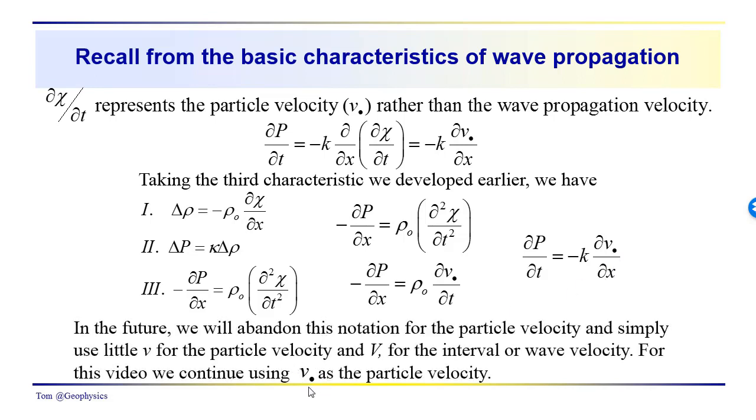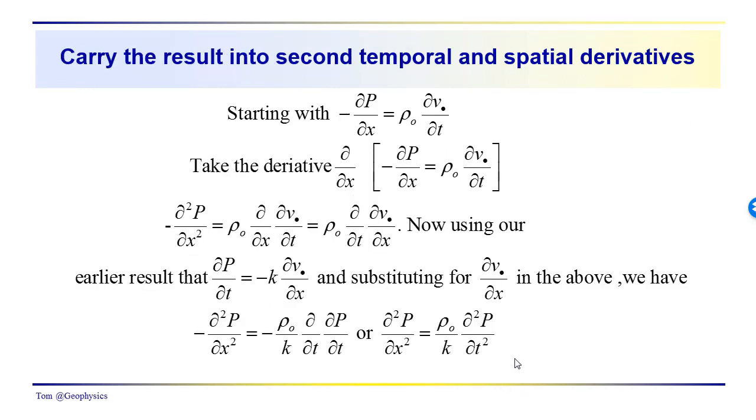And here, this floating particle velocity down here didn't get caught up in the animation, but I just want to highlight that in the future we're going to abandon this v dot notation for particle velocity, and we'll simply use little v for particle velocity and capital V for the interval or wave propagation velocity. We're going to continue to use v dot in this video, and then you probably won't see it again. So that's what this v dot is. It's the velocity of the little particles, as opposed to capital V, which is the velocity that the wave is propagating through the medium.